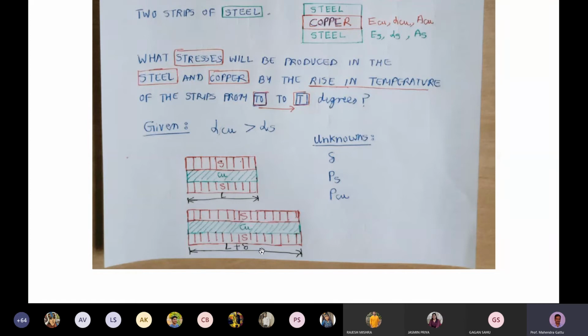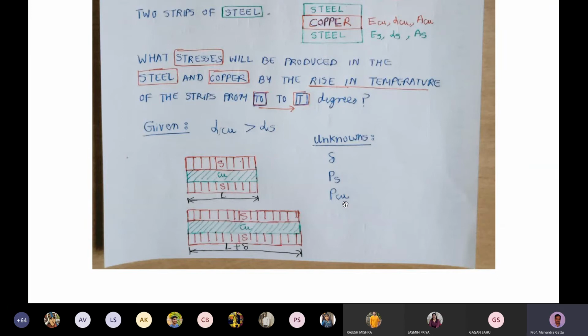So what are the unknowns here? The first unknown is the elongation delta. Second is the axial force in the steel, PS, and the axial force in the copper. So these are the three unknowns.